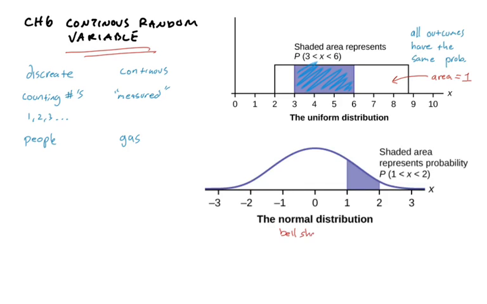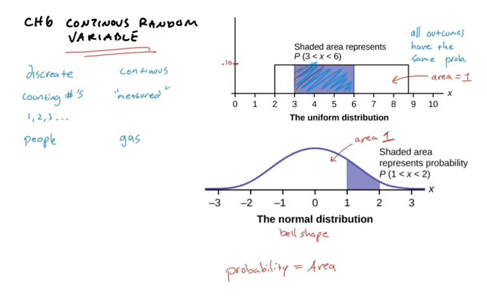Let's look at a normal distribution, which we talked about, kind of a bell shape. And here again, the area is also equal to 1. And the probability equals area. Kind of in short, that's really what we want to think about, that the probability equals area.